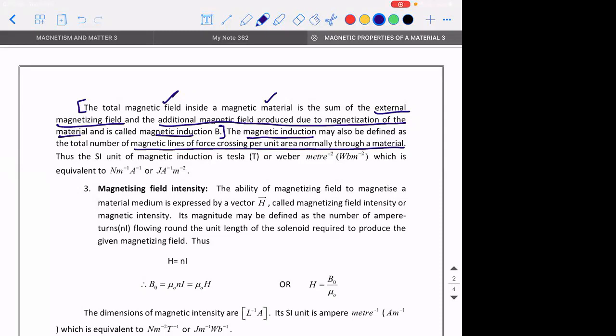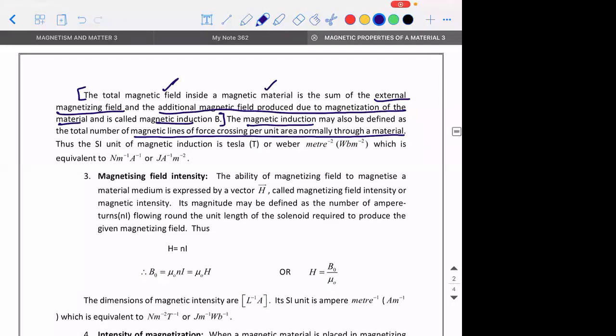To put it in simple terms, the number of field lines is generally called flux. Like how you learned electric flux, you will be learning about magnetic flux in the next chapter. The amount of magnetic flux per unit area is also called magnetic induction. That is what they are trying to say.